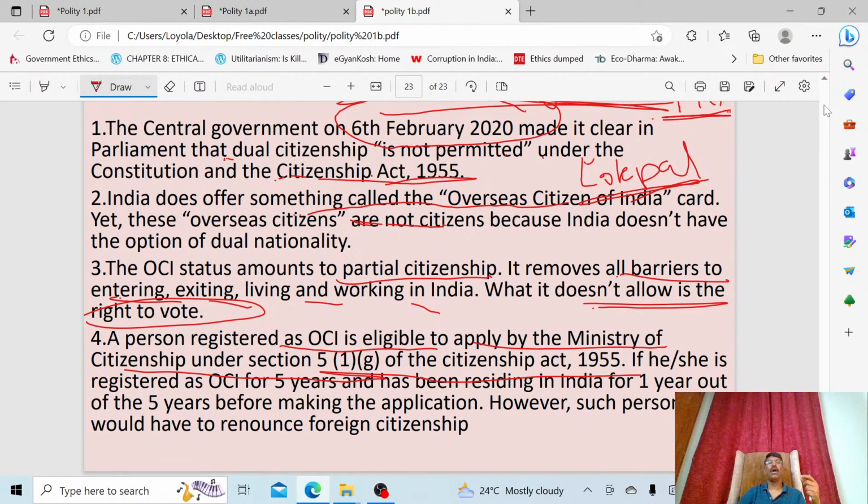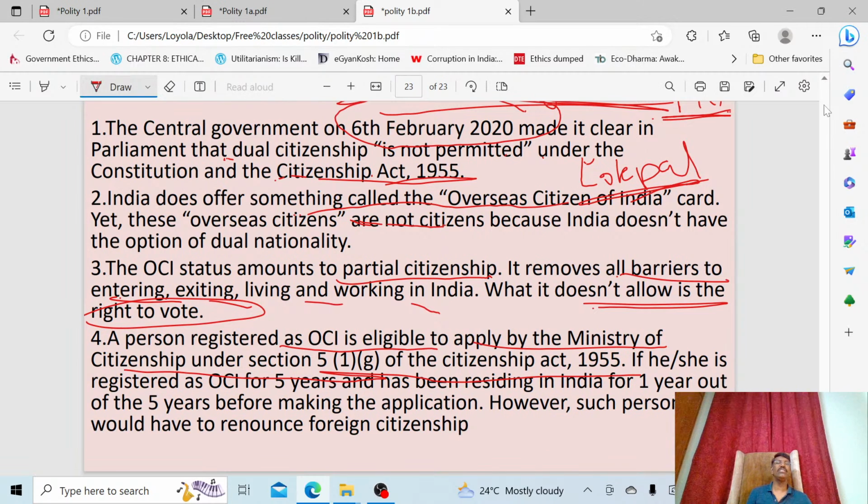And finally, on 6th February 2020, the government very clearly stated before Parliament that dual citizenship is not something we are going to permit under the Citizenship Act 1955. It may create a lot of problems inside our country. So instead of that, India is offering the overseas citizens card. Based on that, the person who gets the overseas citizens card is not an Indian citizen, but can travel, live and work in India without the right to vote. It is a kind of eligibility.